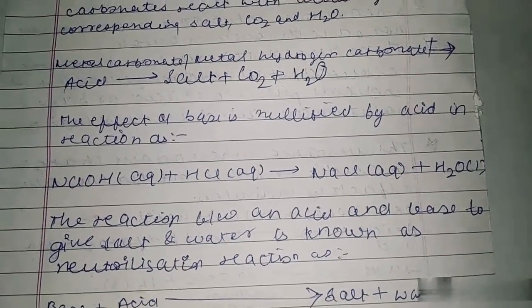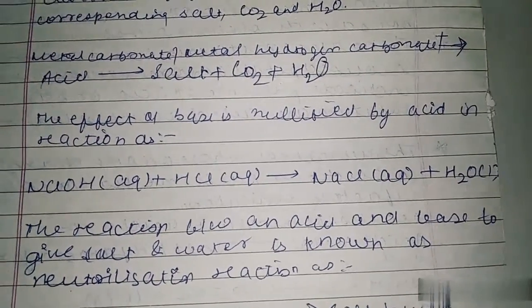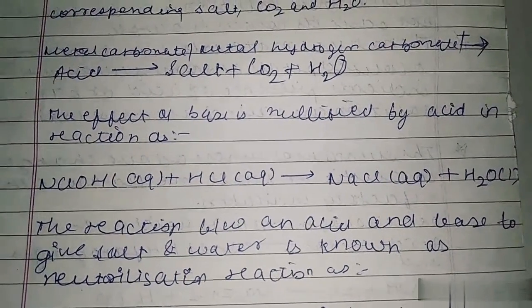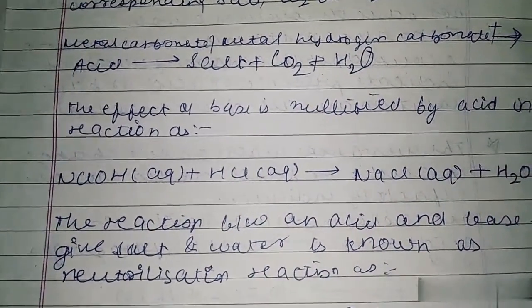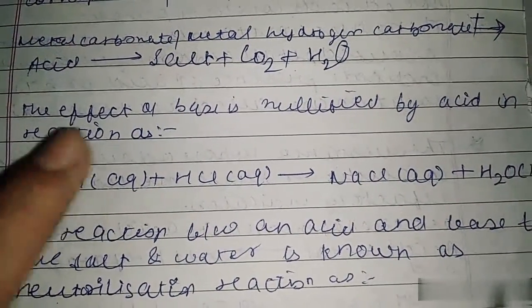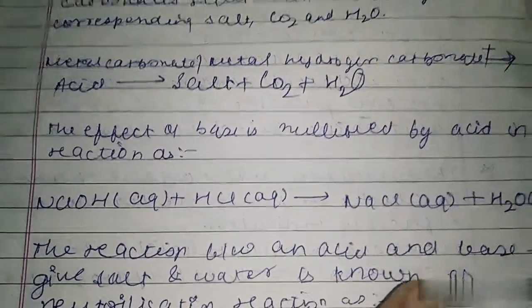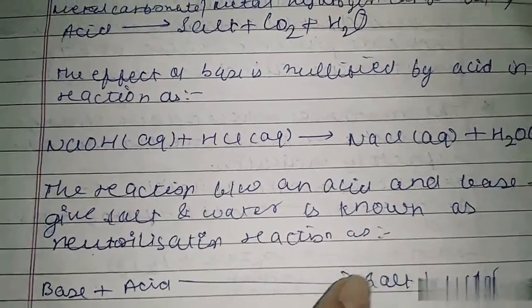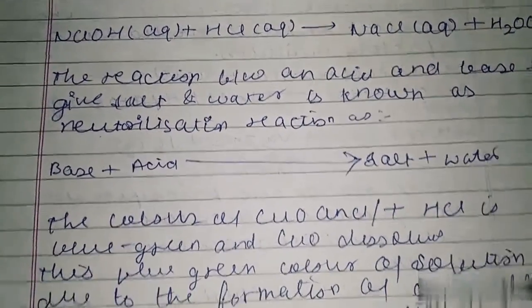Okay. Such types of reactions are called neutralization reactions. Why are they called neutralization reactions? Because the effect of an acid is neutralized by a base. So such reactions are always called neutralization reactions, and this is a very common neutralization reaction between a strong base and a strong acid, reacting with each other to form the corresponding salt and water. So the reaction between an acid and a base that gives salt and water is called a neutralization reaction, as base plus acid gives salt plus water.